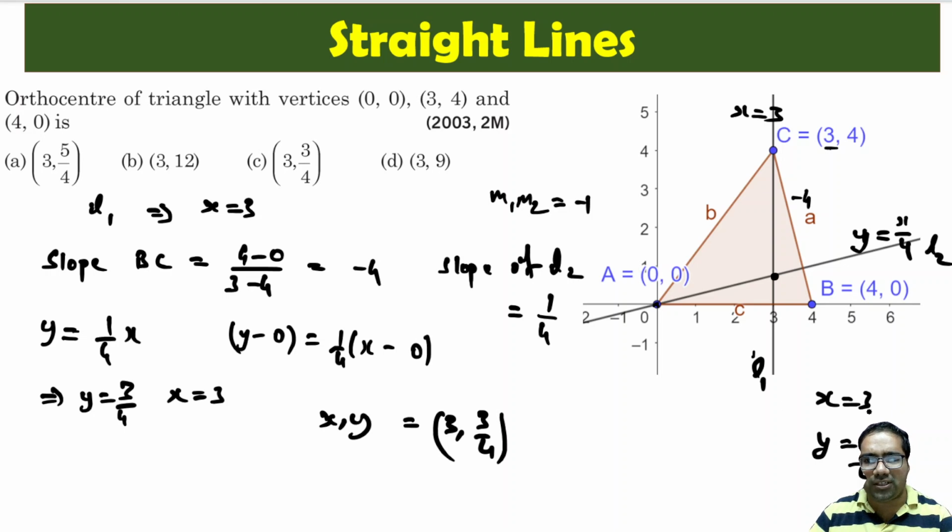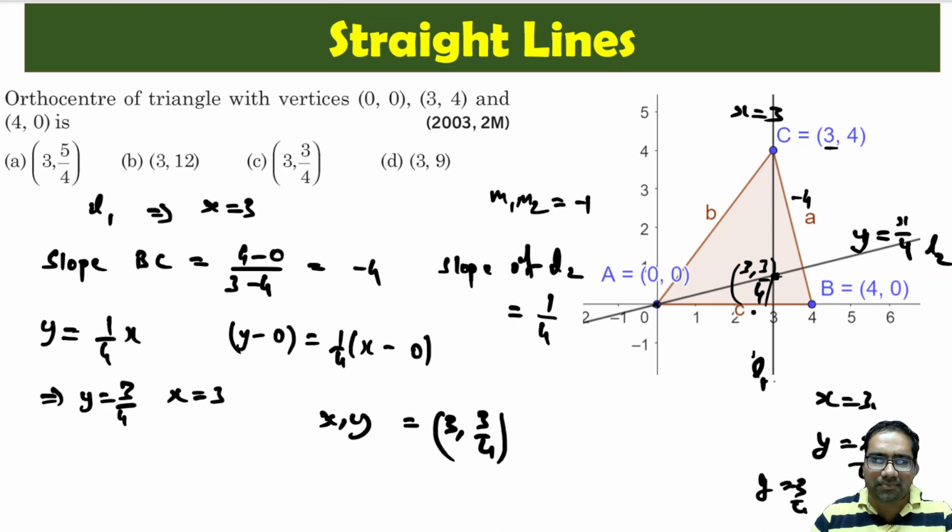If you solve both the equations, there is nothing to solve. We just need to substitute this x here, so y becomes 3 by 4. That is the meeting point. This point (3, 3 by 4) is basically the solution of these two equations, L1 and L2. And what is this point? This point is actually the orthocenter.